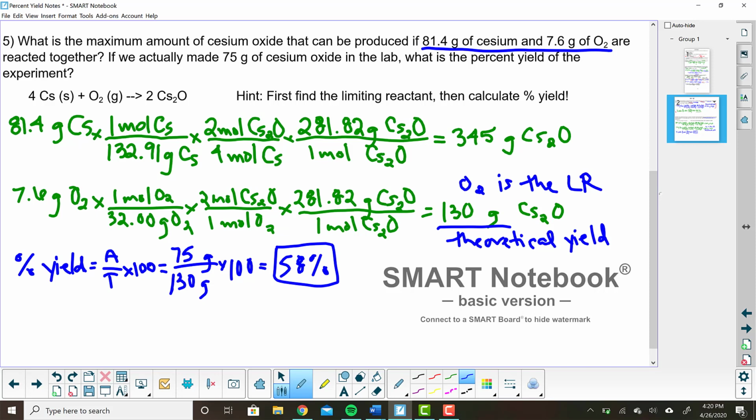But that's really this whole video. Again, it's just a short topic, just learning about percent yield. If you don't understand limiting reactant or stoichiometry, then we need to go back a couple of weeks to when we learned about those topics.